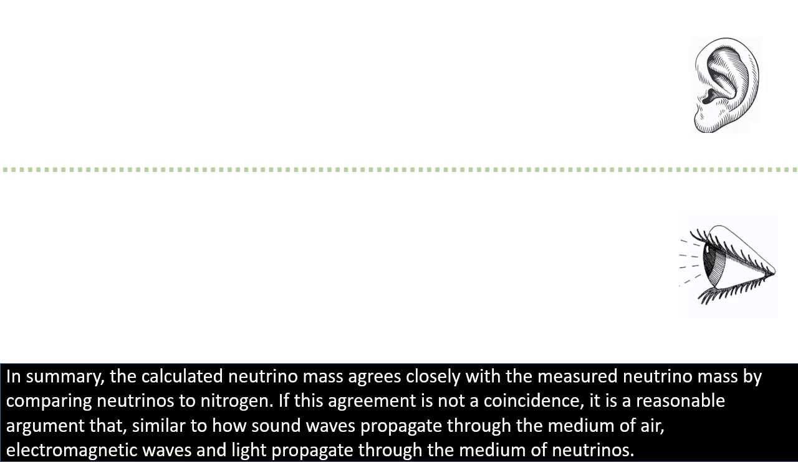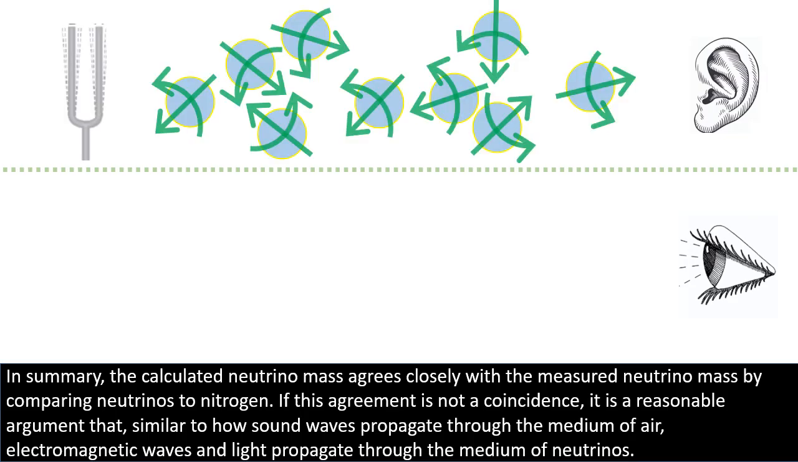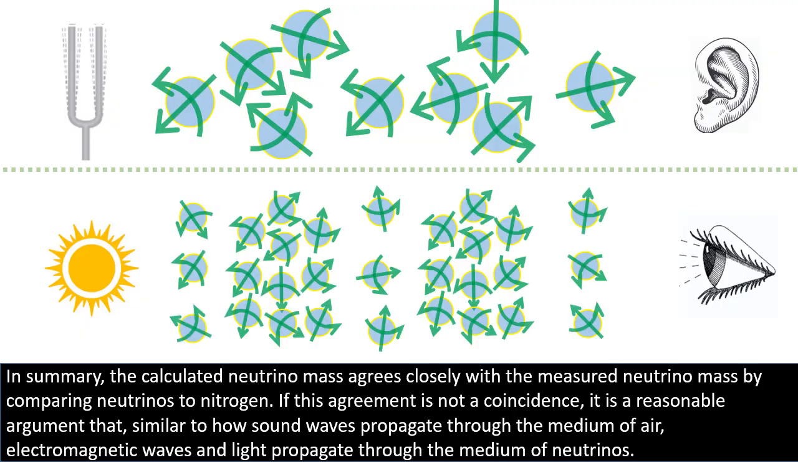If this agreement is not a coincidence, it is a reasonable argument that, similar to how sound waves propagate through the medium of air, electromagnetic waves and light propagate through the medium of neutrinos.